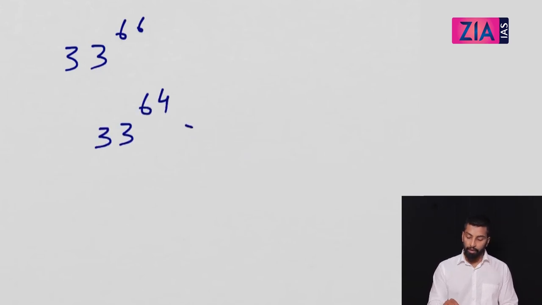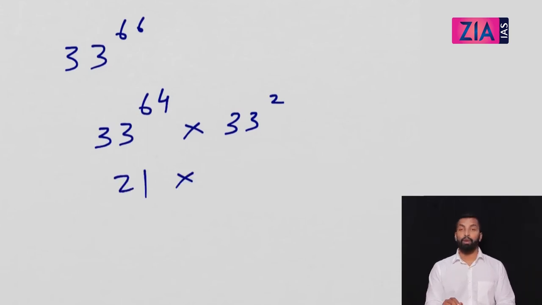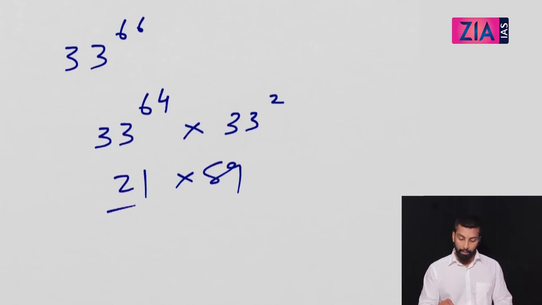So what if this is 33 raised to 66, then you will write it as 33 raised to 64 into 33 square, and this you got the answer as 21. 33 square last two digits is what I need. I know that is 17 square last two digits, right? So 89. So multiply, you'll get the answer.